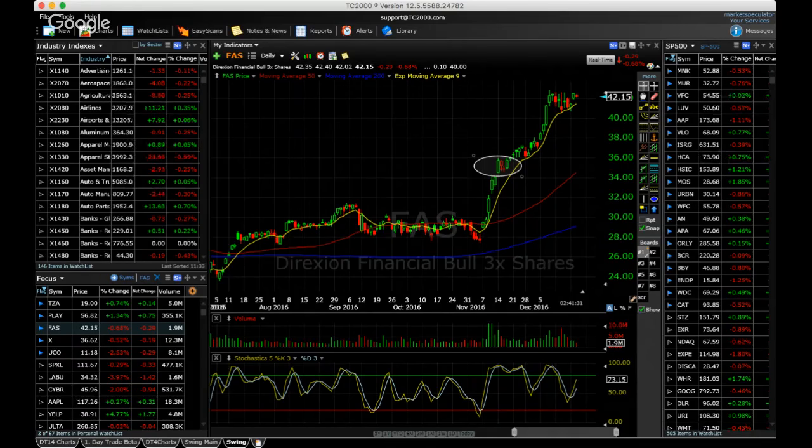We want to see that consolidation, and then we either play the pullback and show of strength. That's the key. You need to show strength at these support levels, or you play the breakout. And that's what we're doing here with FAS and X. We'll see how these play out.